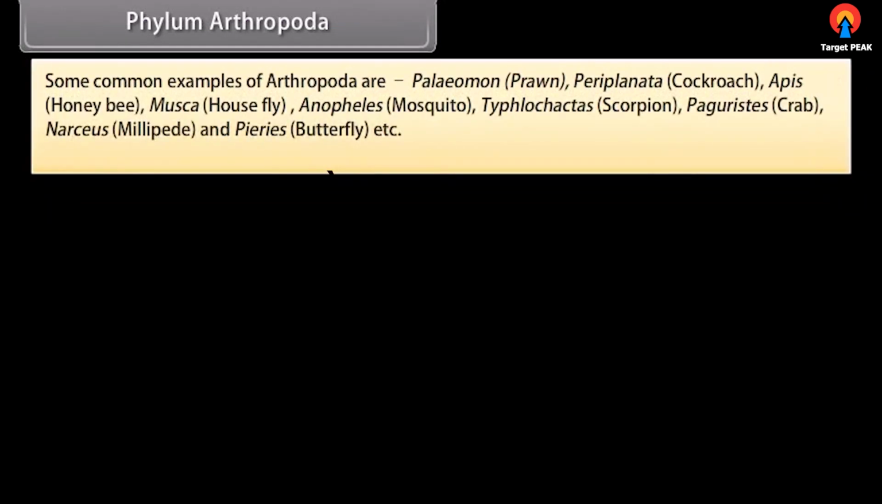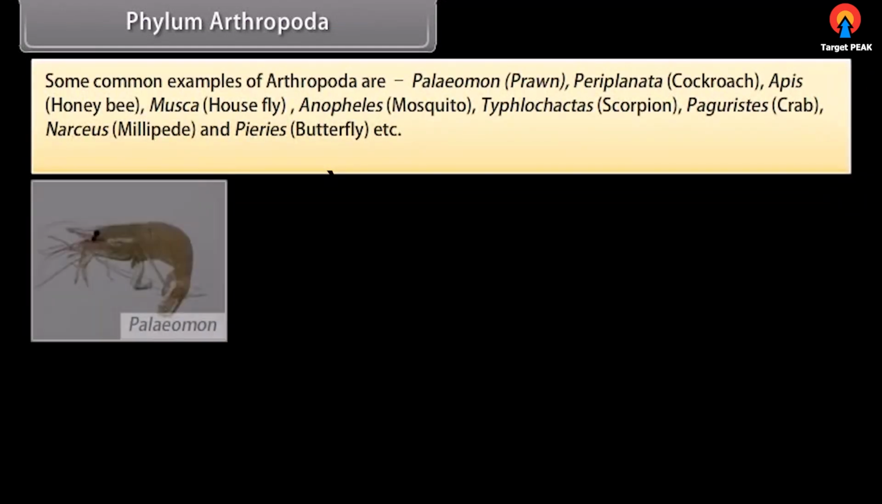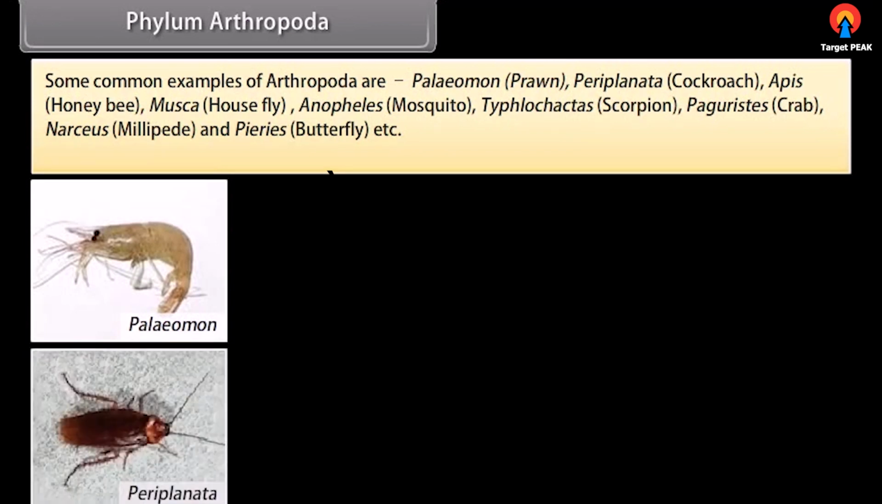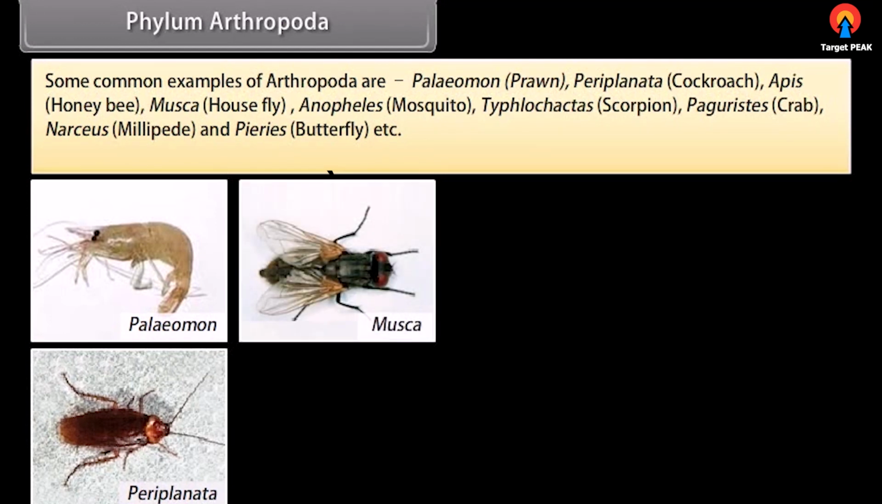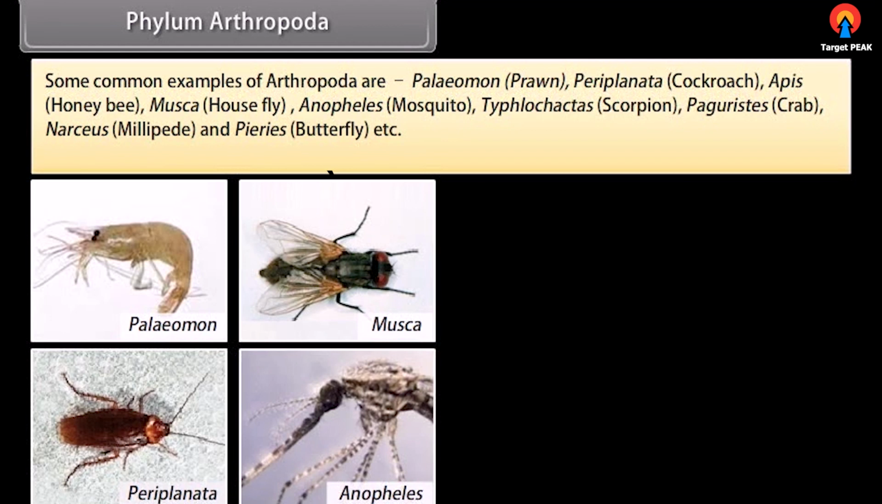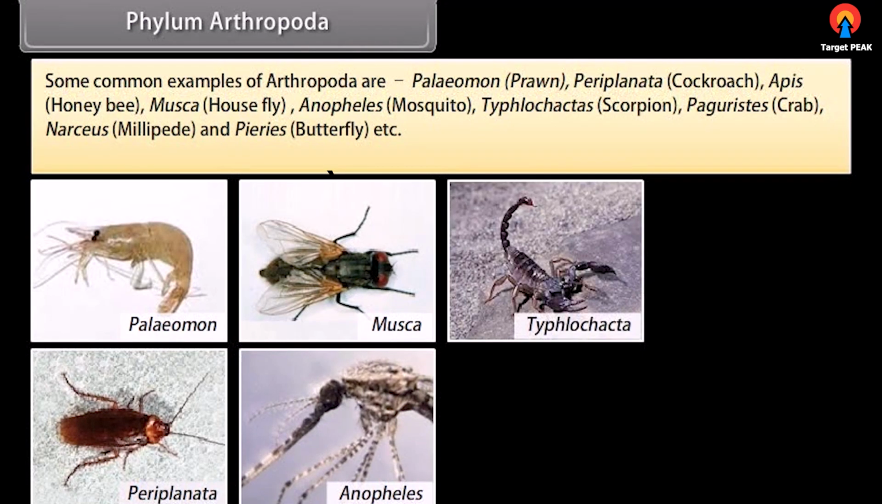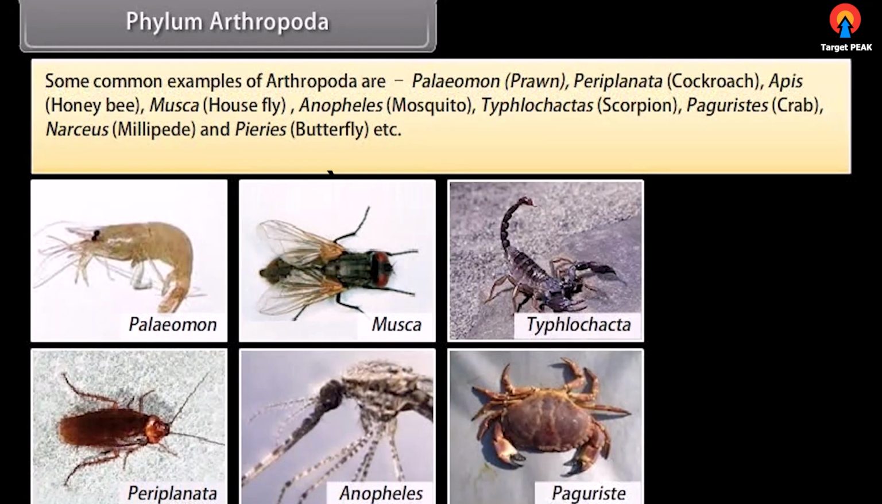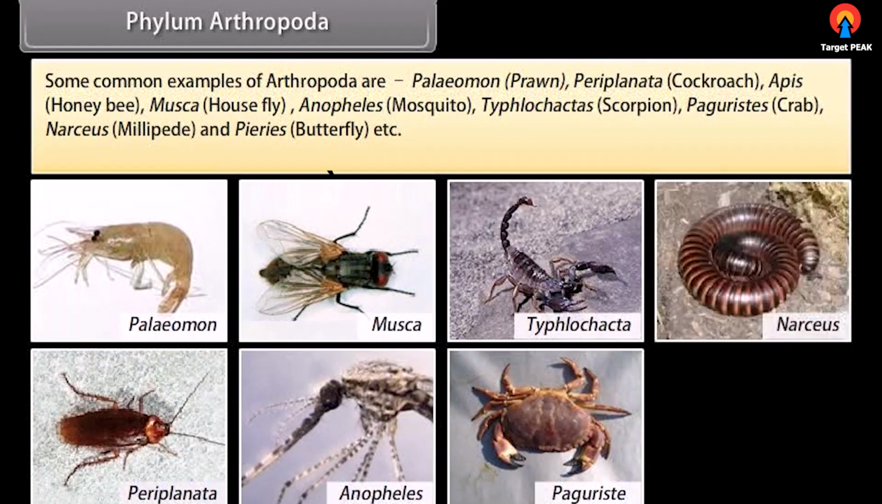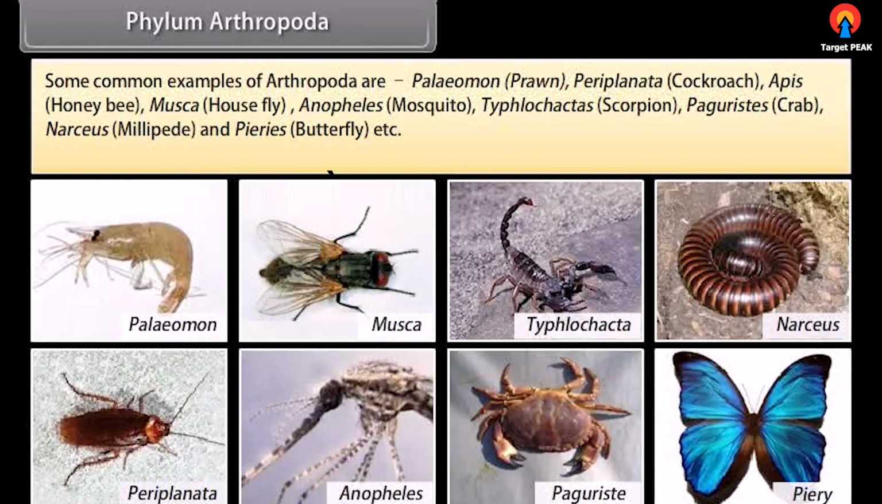Some common examples of Arthropoda are Palaemon, prawn, Periplaneta, cockroach, Apis, honeybee, Musca, housefly, Anopheles, mosquito, Buthus, scorpion, Paguristes, crab, Narceus, millipede, and Pieris, butterfly, etc.